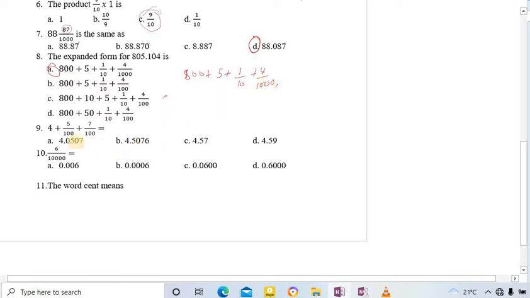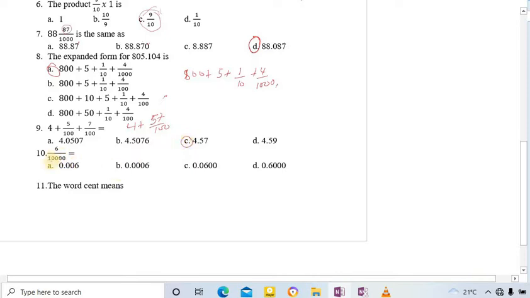Now the next one is 4 plus 5/100 plus 7/100. So we have 4 here, and this is going to be 57/100. So you have to add this and this. You would have 4 plus 57 all over 100. So 57/100 is what? 0.57. So 4 whole number and then 0.57. The answer is going to be C.